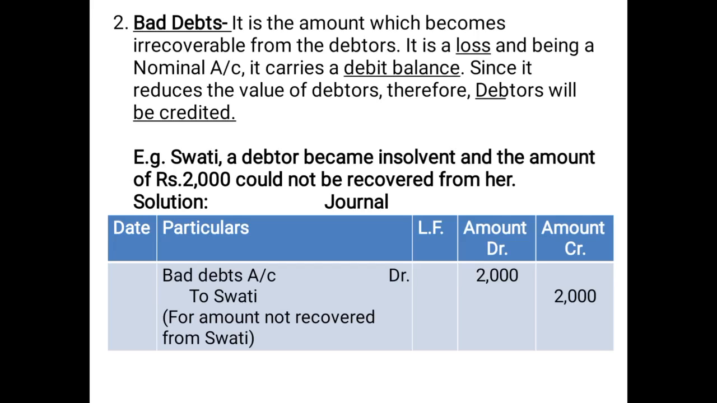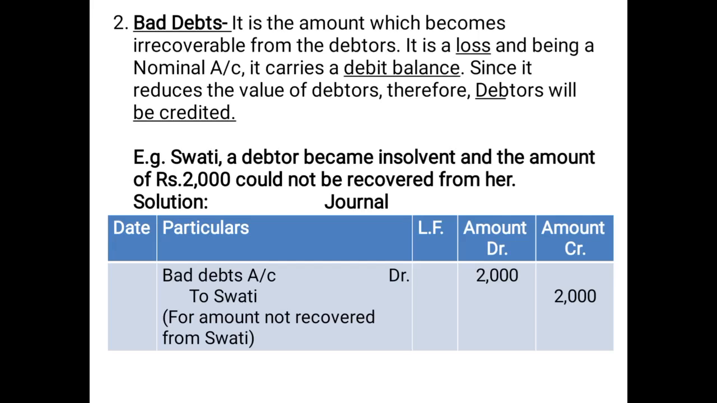So as you can read here, it is the amount which becomes irrecoverable from the debtors. It is a loss, and being a nominal account, it carries a debit balance. Since it reduces the value of debtors, therefore debtors will be credited. For example, Swati, a debtor, became insolvent and the amount of rupees 2,000 could not be recovered from her.